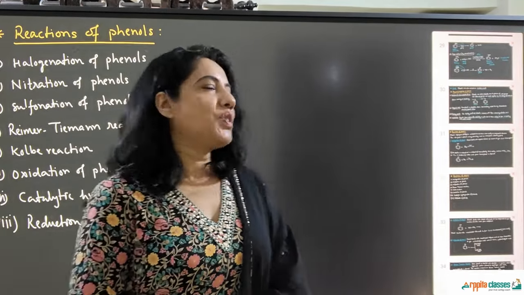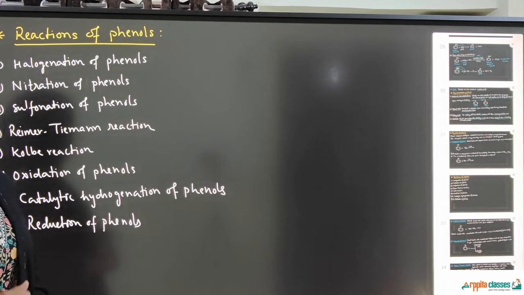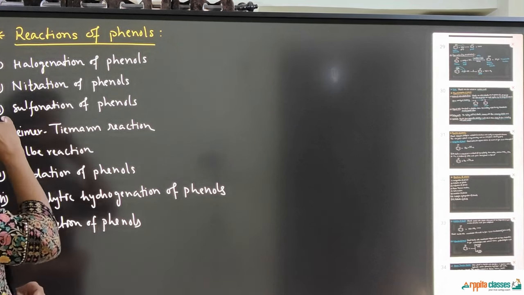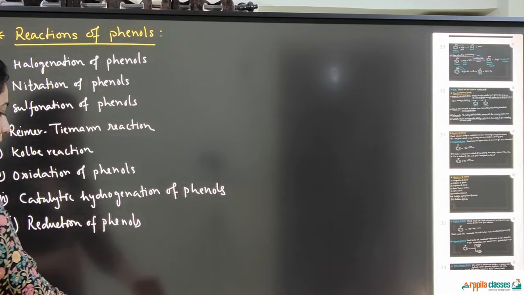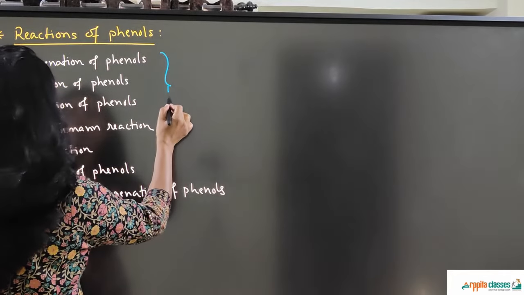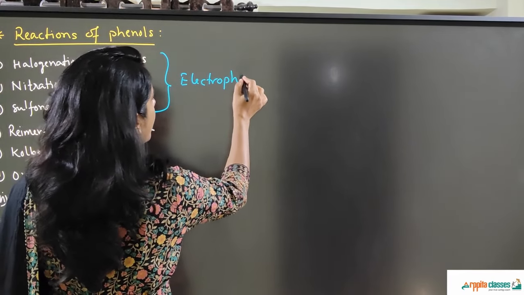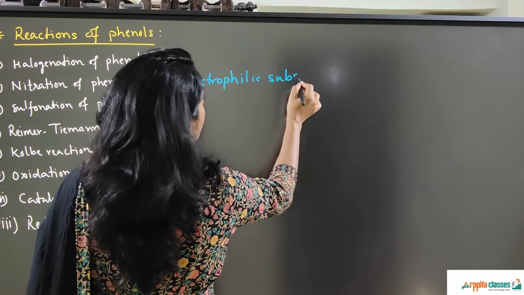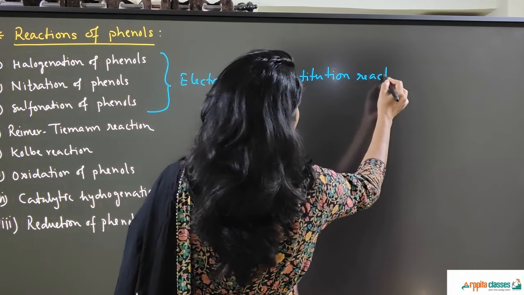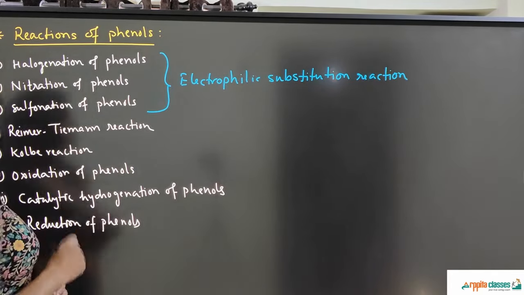Let's get started. When we talk about the reactions of phenols, phenols can show these 8 types of reactions. The first is halogenation of phenols, second is nitration of phenols, and third is sulfonation of phenols. These 3 reactions together are known as electrophilic substitution reactions, where the substitution takes place with the help of an electrophile. What is an electrophile? That you have also seen in class 11th. So these 3 reactions are electrophilic substitution reactions.